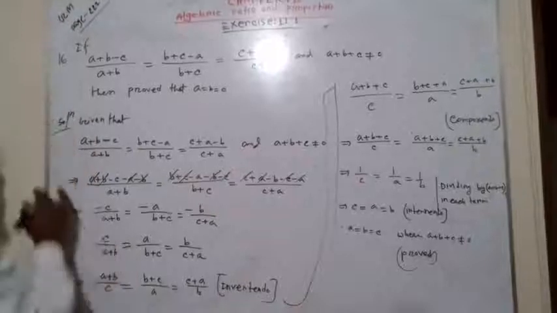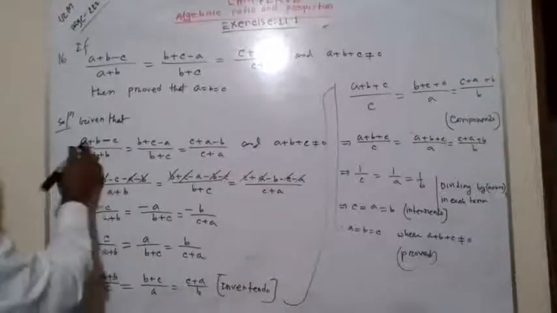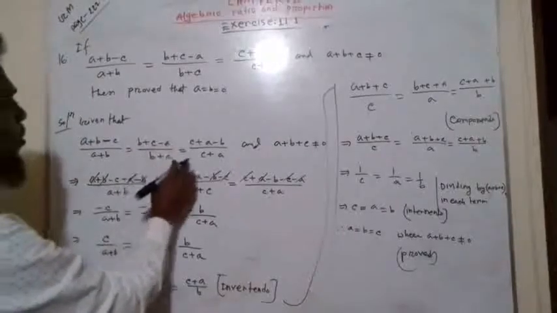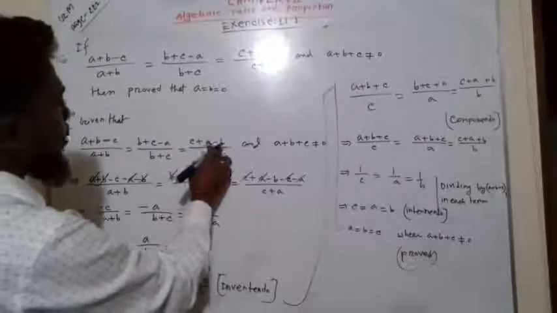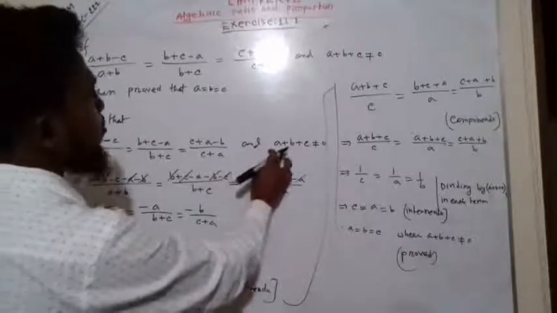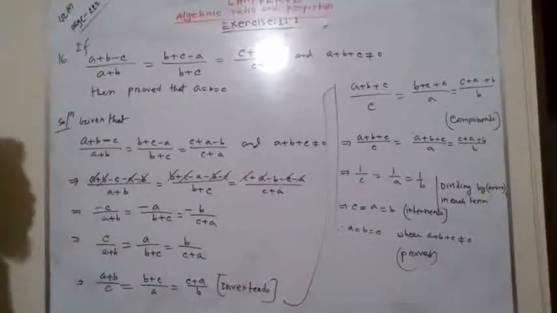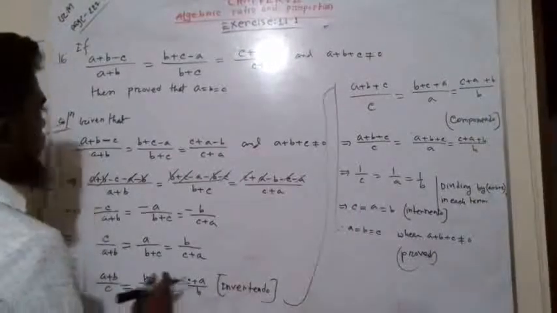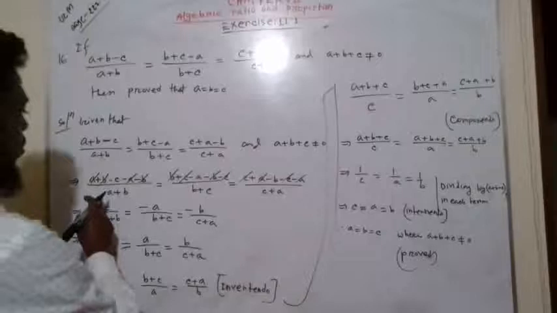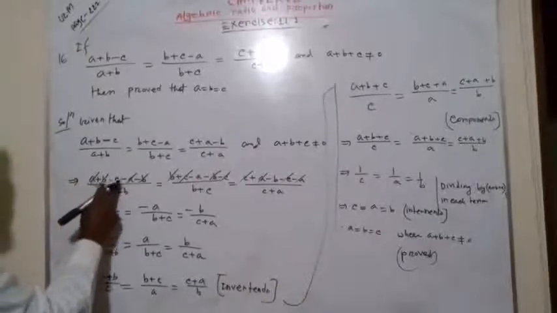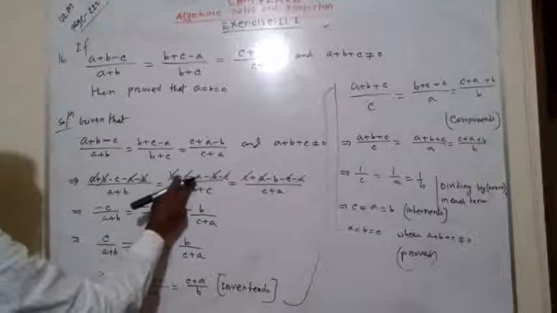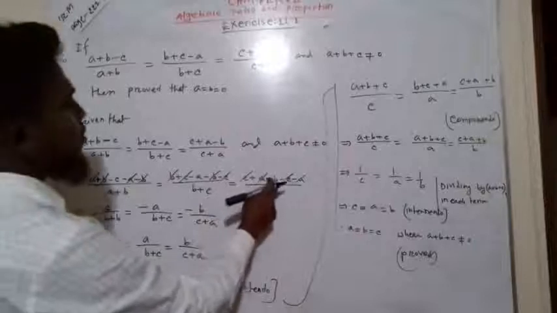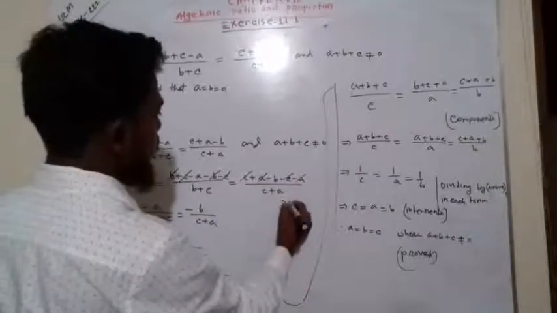Now we will start our solution. Given that (a + b - c)/(a + b) = (b + c - a)/(b + c) = (c + a - b)/(c + a), and a + b + c is not equal to 0. Now we apply dividendo: (a + b - c - a - b) = (b + c - a - b - c) = (c + a - b - c - a), that is dividendo.